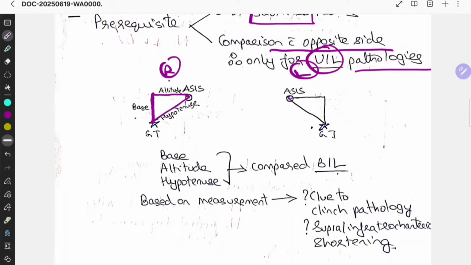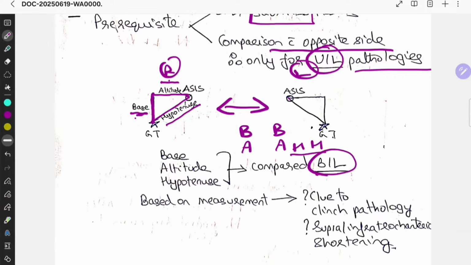So we compare bilaterally the measurements of Bryant's triangle. This is the base, that is from superior to inferior. The mediolateral part is the altitude. And the diagonal is the hypotenuse based on the Pythagoras theorem. So this is base, altitude and hypotenuse. We compare the measurements of base on both the sides, we compare the measurements of altitude on both the sides, and we compare the measurement of hypotenuse on both the sides. That is how we compare bilaterally.